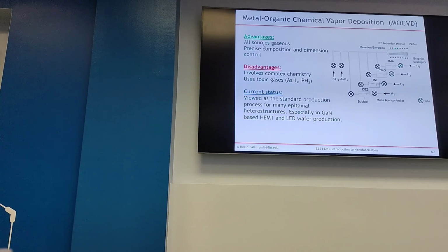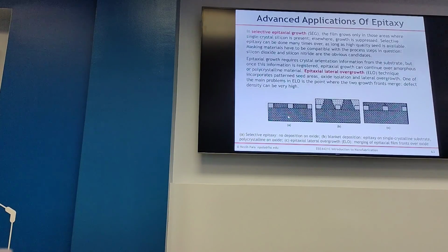The advantage is you can grow many different materials with quite high quality. One disadvantage is probably it uses some toxic gases and complex chemistry, especially for certain materials, like this is arsine, this is phosphine. Those are toxic gases, but you don't have to use them for all materials. Again, especially for gallium nitride, this is the major method of production.